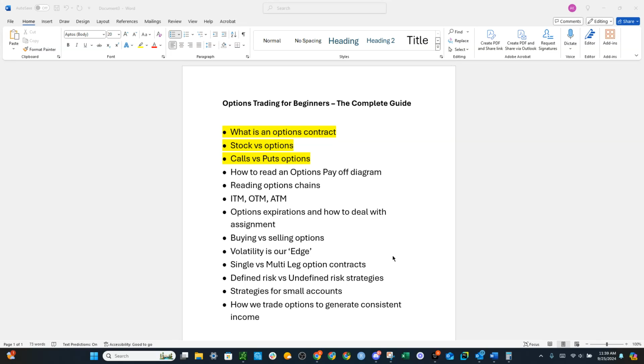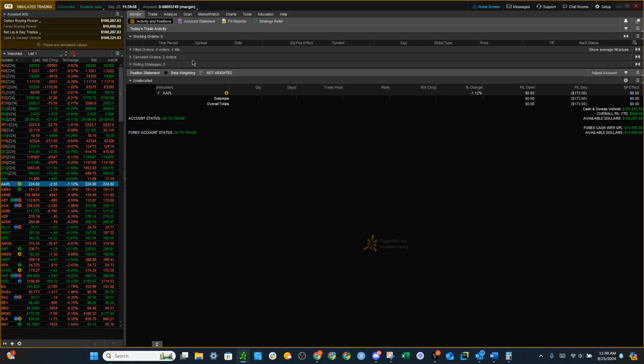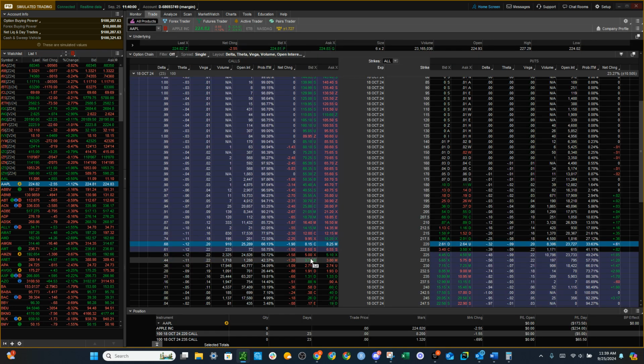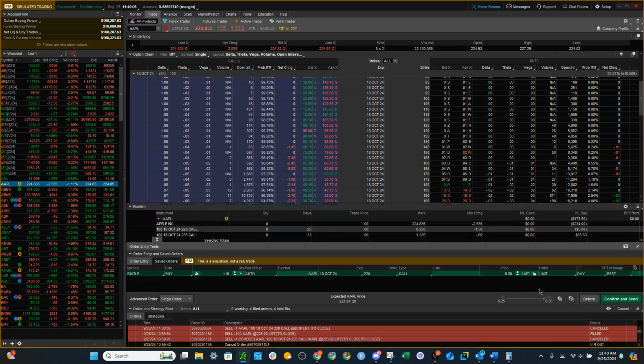Okay, hi there. So next one is how to read an options payoff diagram. That's what we're discussing right now in this one. Let's go through the platform one more time and bring up a long call and a long put. It's the easiest one to understand first, and that's why I keep going to long calls and long puts.